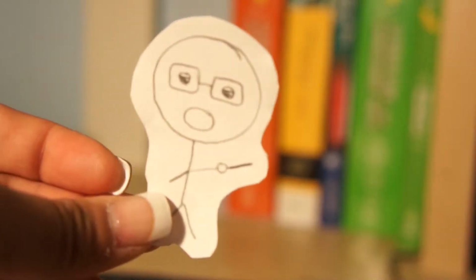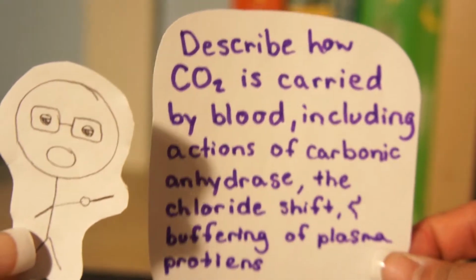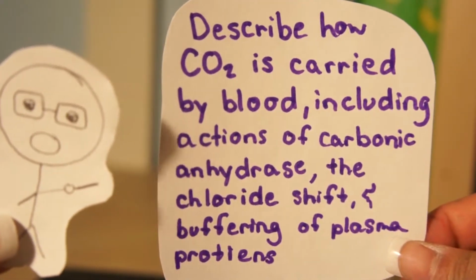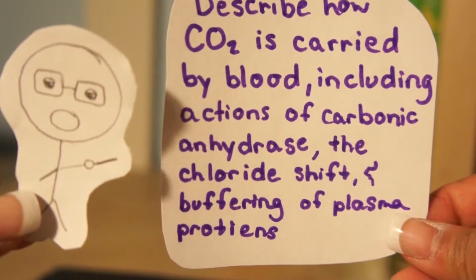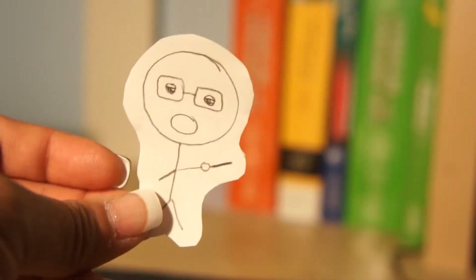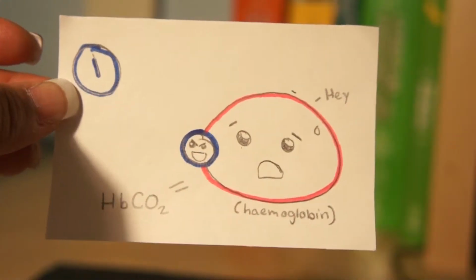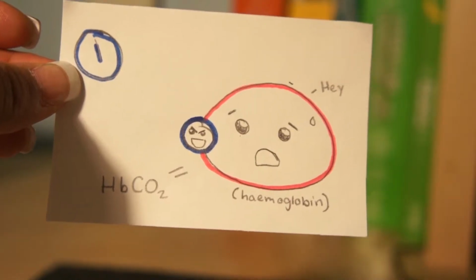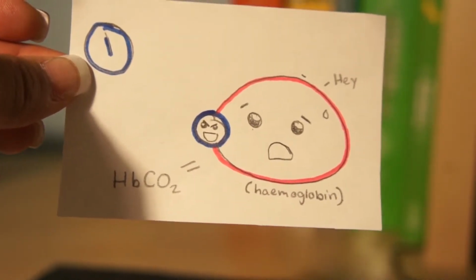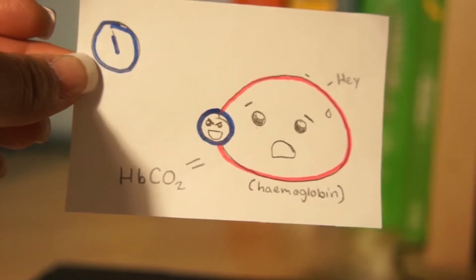H.6.3. In H.6.3, we will describe how CO2 is carried by blood, including actions of carbonic anhydrase, the chloride shift, and the buffering of plasma proteins. Carbon dioxide can be transported from tissues to the lungs in 3 ways. To begin with, some is bound to hemoglobin to form carbaminohemoglobin. Binding to CO2 lowers hemoglobin's affinity for O2, however.